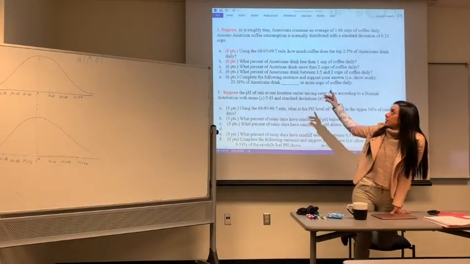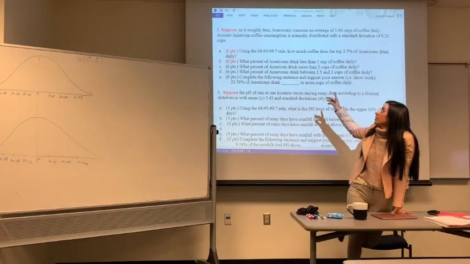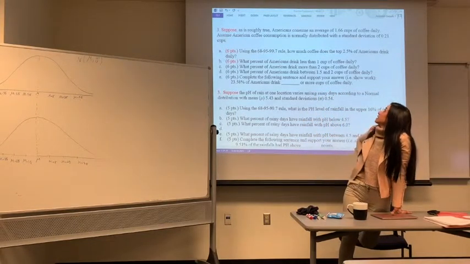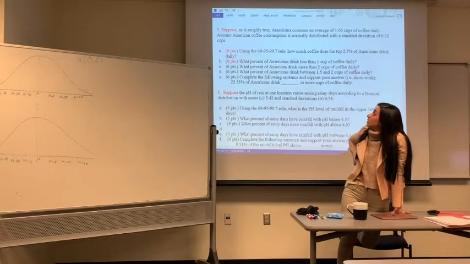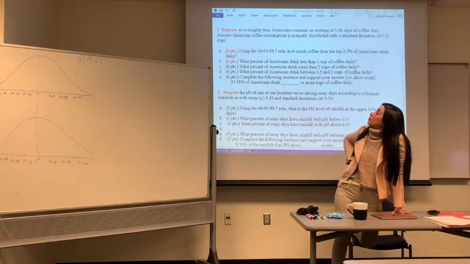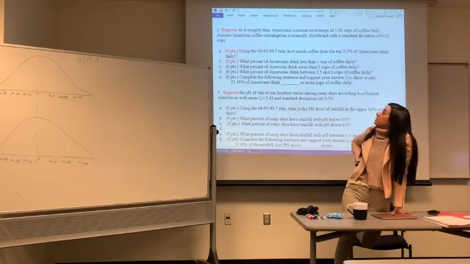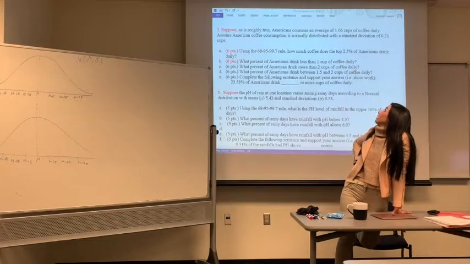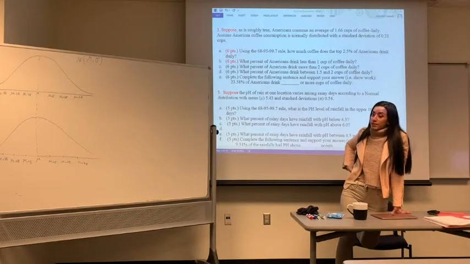So the first one says: suppose, as is roughly true, Americans consume an average of 1.66 cups of coffee daily. Assume American coffee consumption is normally distributed with a standard deviation of 0.21 cups. Using the 68, 95, 99.7 rule, how much coffee does the top 2.5% of Americans drink daily?